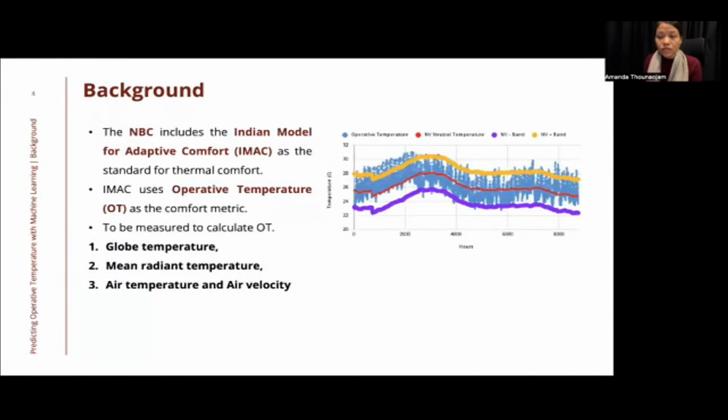The National Building Code of India includes the Indian model for adaptive comfort, which we call IMAC, as a standard for thermal comfort. And we intend to implement thermal comfort controls based on IMAC, where the thermal comfort band for indoor operative temperatures is a function of the 30-day running mean of historical outdoor temperature values. You can see the IMAC band represented in this image as the yellow and the purple lines.